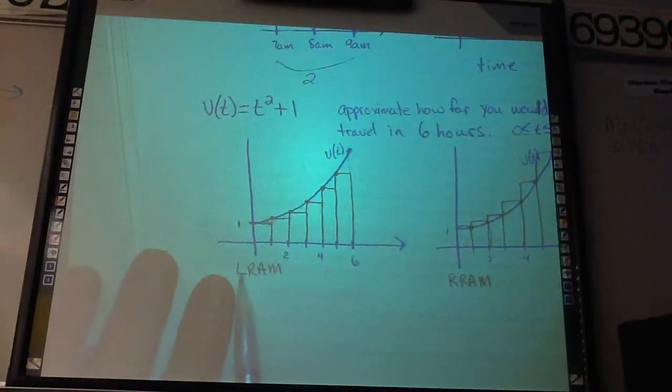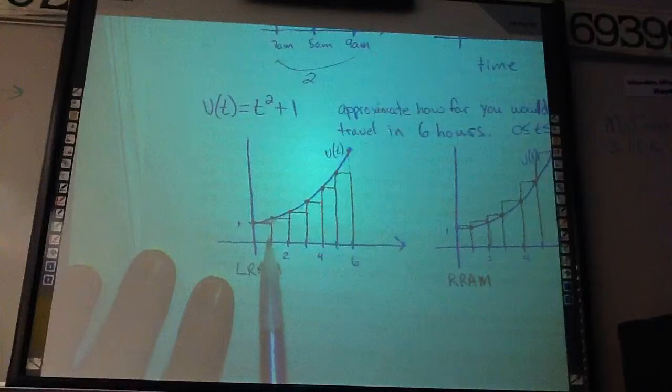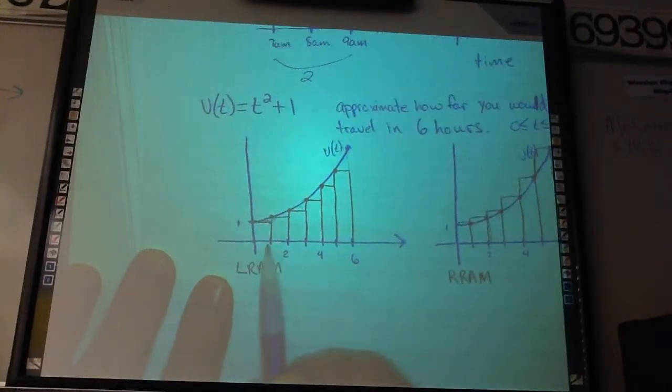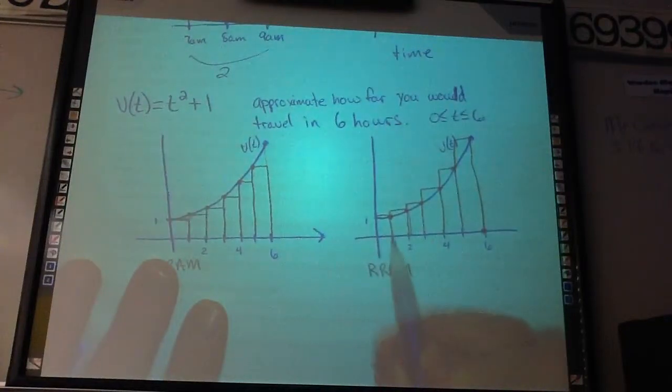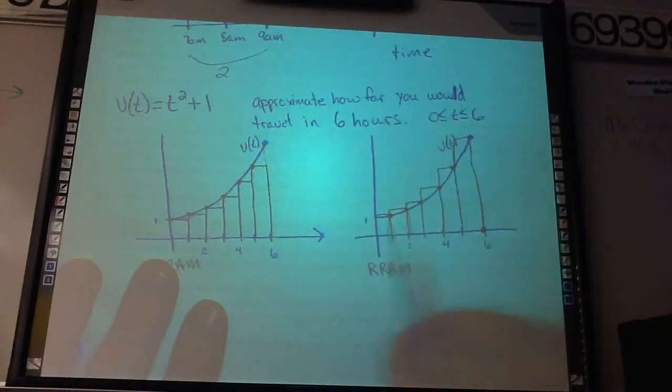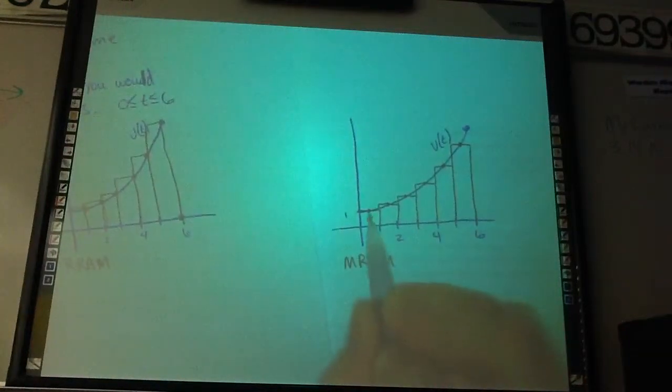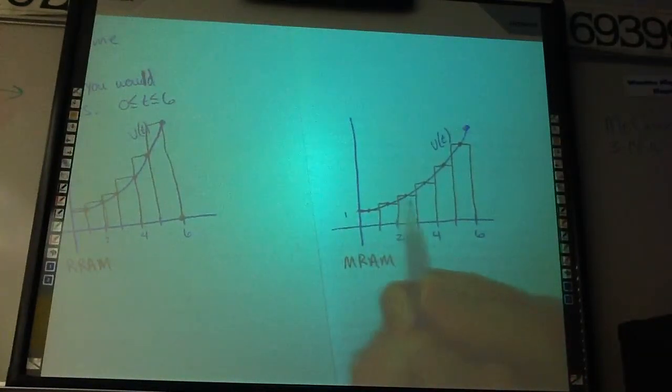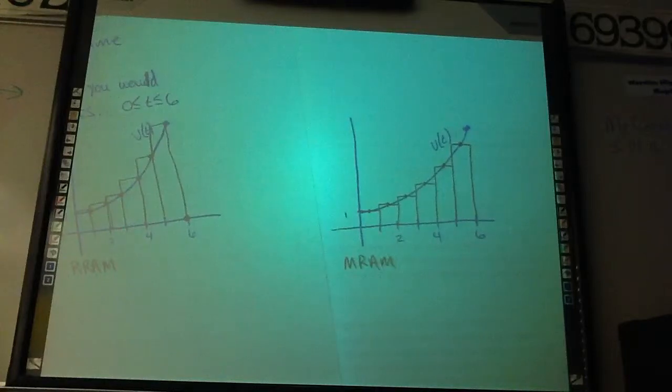So if you do left hand, you go on the left of each one and go up till you hit the curve and then draw the rectangle over. Here's this one, I start on the left, go up, hit it, draw it over. The right hand one, you start on the right, go up till you hit it, and go over back that way. And then the middle one, you go in the middle of each interval until you hit it. And then you'll have a little bit above and a little bit below.